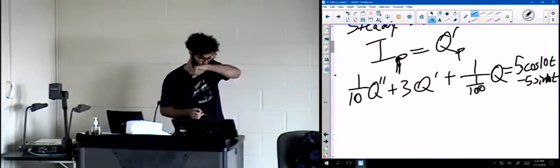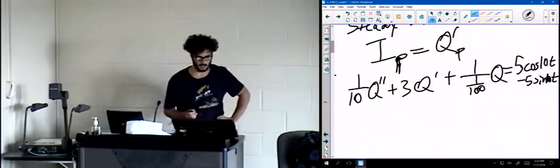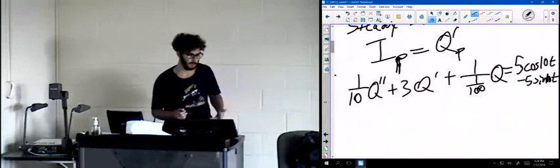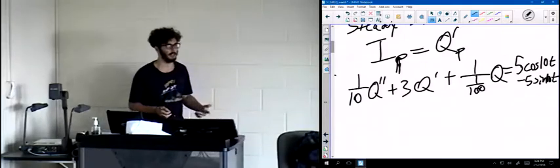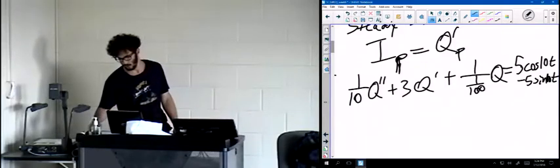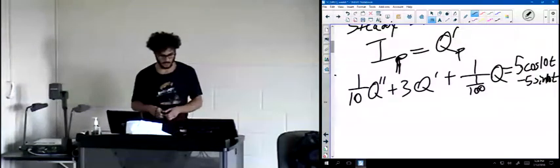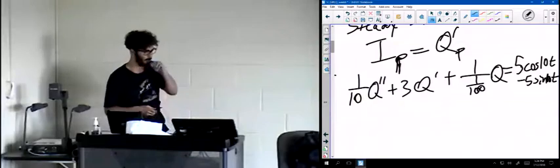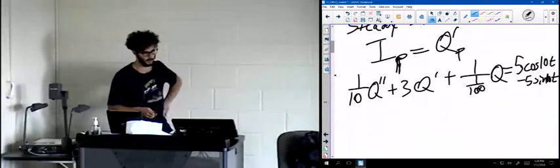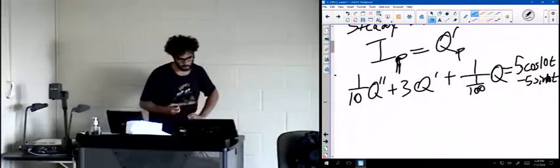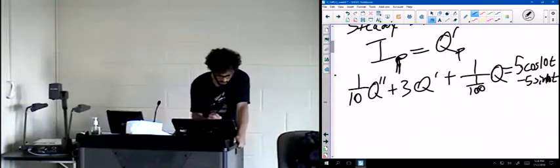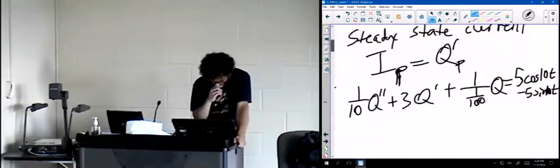So we can attack it at 2 different angles. We can go for that complementary solution, which is solving for the homogeneous system, or we can just go straight for a particular and equate coefficients and find it like that. So let's just start off with the complementary.